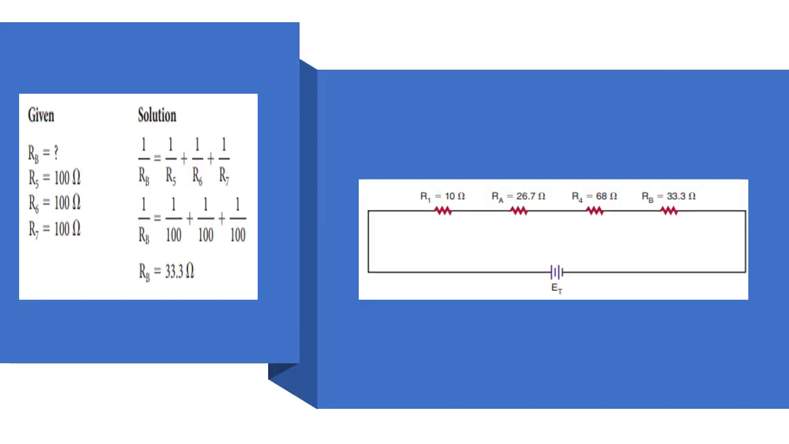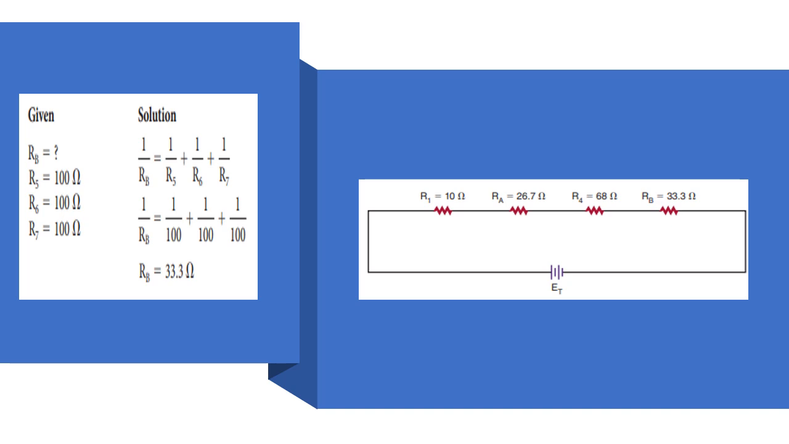Solving the second parallel, we use the formula as follows: 1 over RB is equal to 1 over R5 plus 1 over R6 plus 1 over R7. Substitute R5, R6, and R7 values into the formula. We get 1 over RB is equal to 1 over 100 plus 1 over 100 plus 1 over 100, and solve the equation. We will get RB is equal to 33.3 ohms.